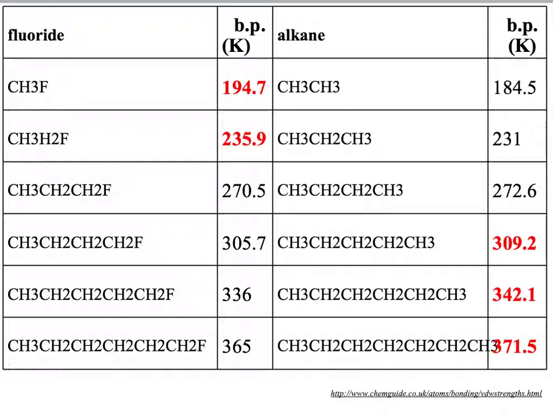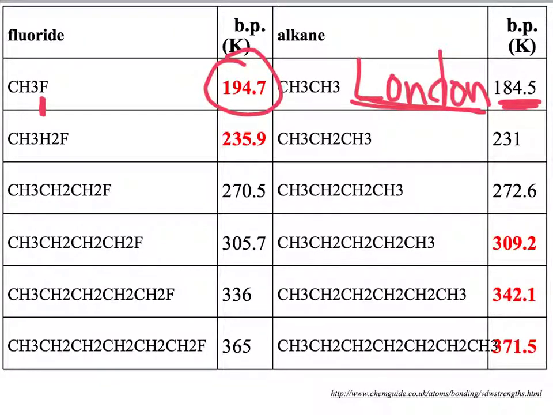What force is holding together this alkane? This is only London. It's perfectly nonpolar. There's no other forces interacting there. So only London, and that London force accounts for this entire boiling point. So how much higher will that boiling point get by tossing on a hugely electronegative fluorine, a very, very polar bond and a pretty polar molecule? I only get a little increase here, about 10 Kelvin.